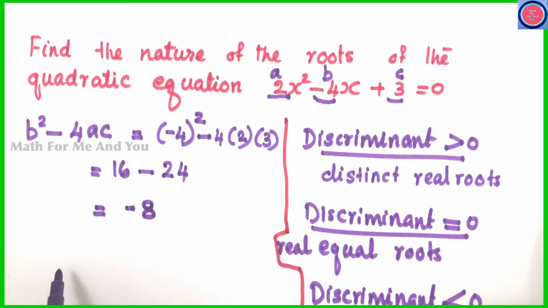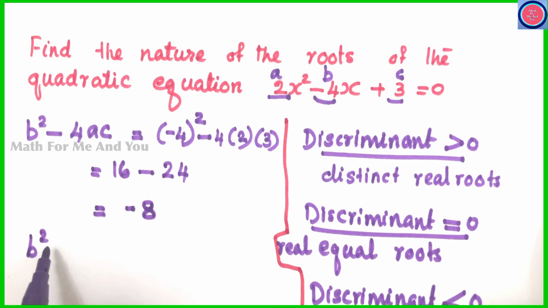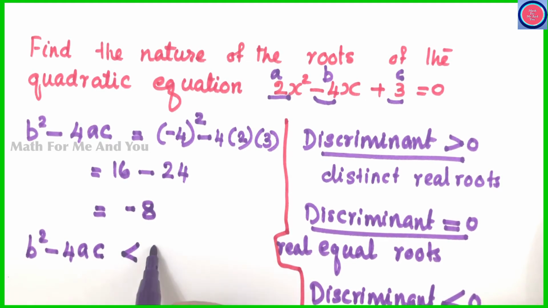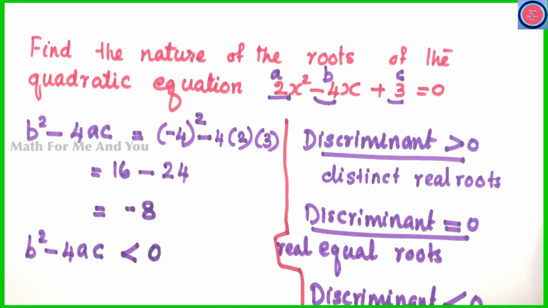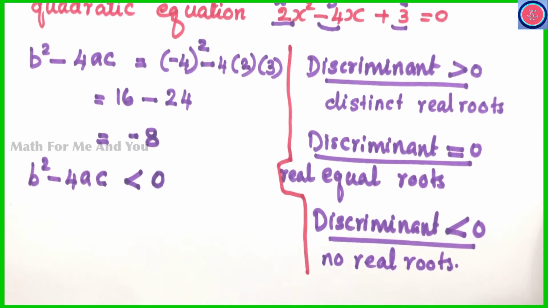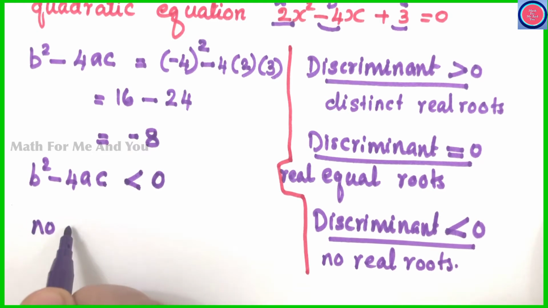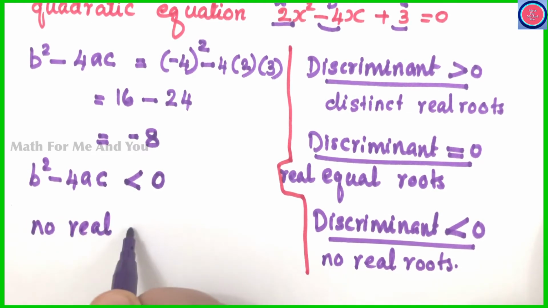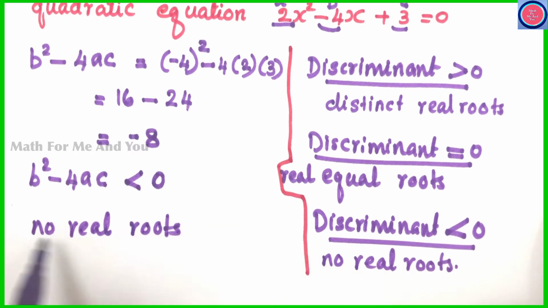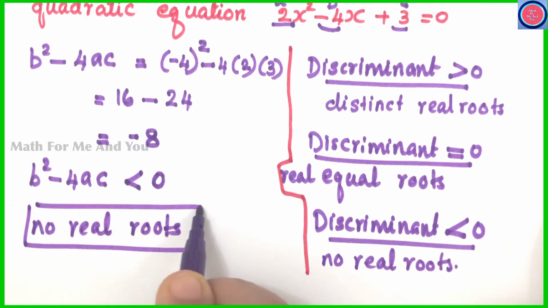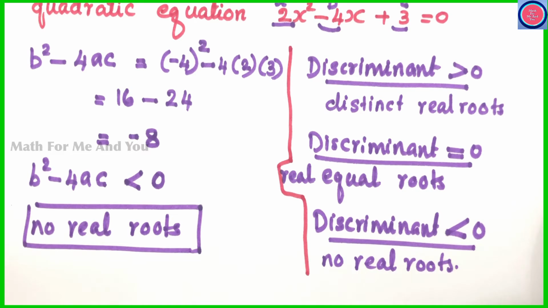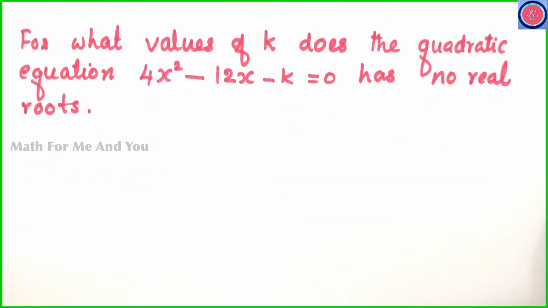See, the answer we are getting is a negative number. That means b square minus 4ac is less than 0. Smaller than 0, under the root expression we are getting smaller than 0. Then what type of roots does it have? It has no real roots. The roots are not real. Is it clear? Okay, look at the next question.